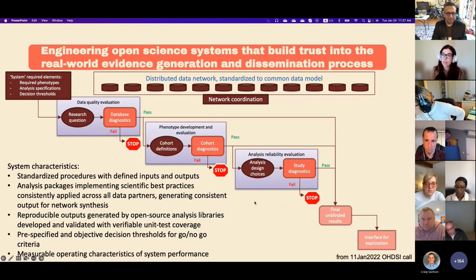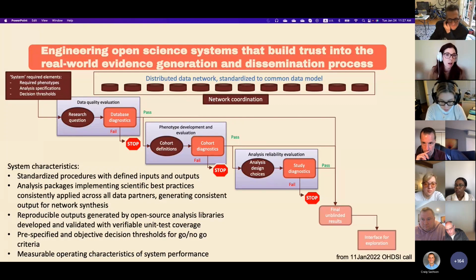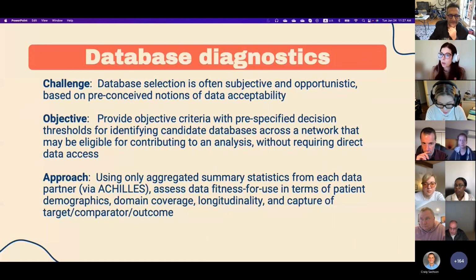All right, so at the symposium, you probably remember, and pretty much all of last year, Patrick was sharing this slide about how we might create an open science system with fail-safes built in. And you remember Martijn's talk that he gave that went through each of these, and Patrick also shared a little bit about database diagnostics and what we were trying to do there.